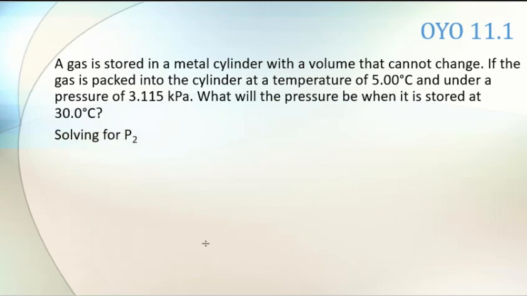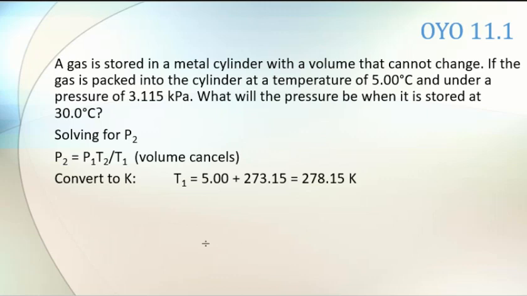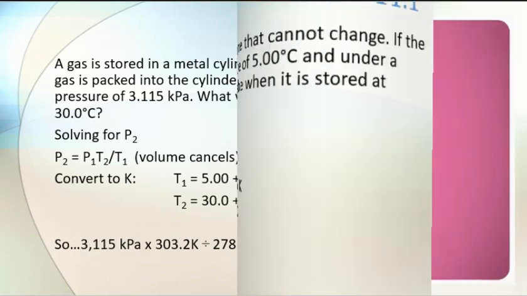Let's see. Solving for P2, that's what we're looking for. So here we have P2 equals P1 T2 over T1, because the volumes canceled out, because they didn't change. All right, we're going to convert to K first. We see T1 and T2. And here we go. It looks like we can say with kilopascals. We'll just keep it at kilopascals. So there's our math, all those numbers. And that was our answer.